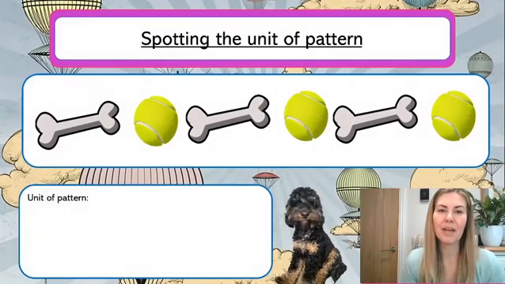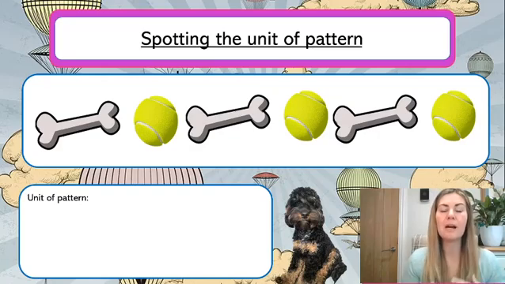So, okay, this week we have been talking about something called a unit of pattern. It was a new word that we learned, unit, and what that means is what the pattern needs. So it's all about what you have for your pattern and what order you put that in as well. So let's have a look at the example.